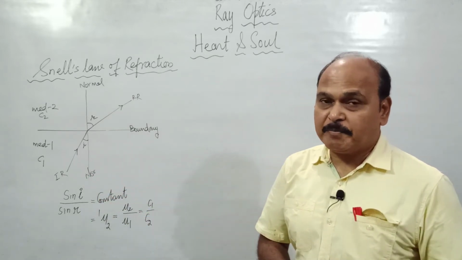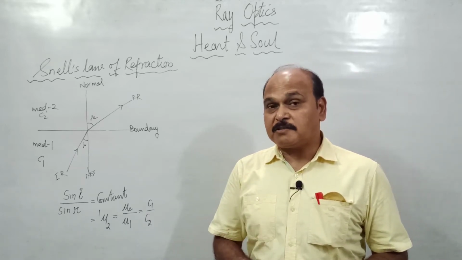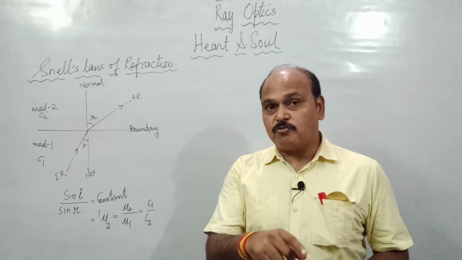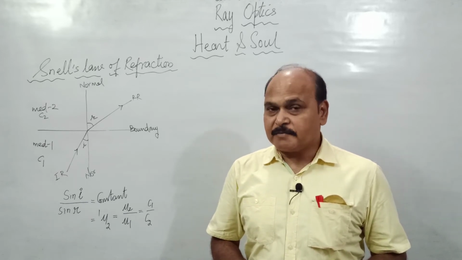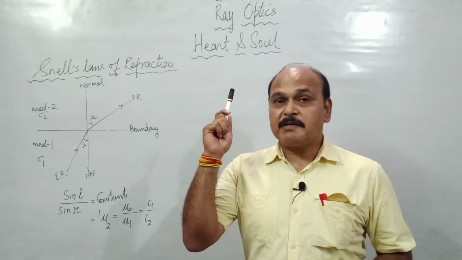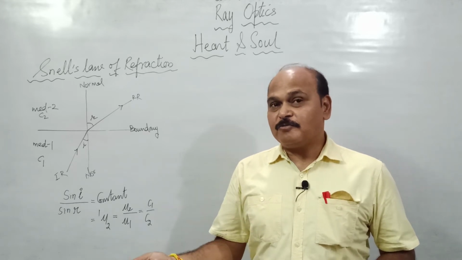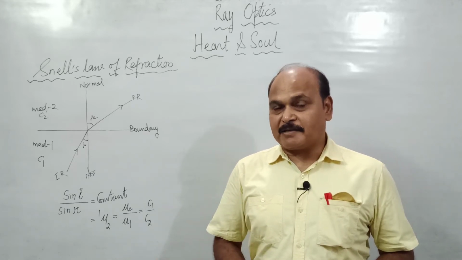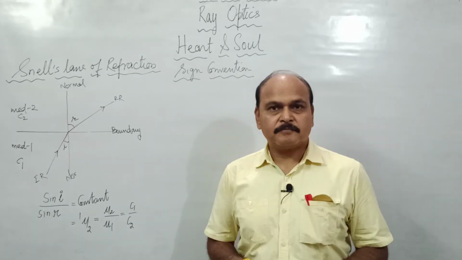Just one thing you have to remember, sin i upon sin r is a constant, and that constant is the refractive index of the medium of the refracted ray to the refractive index of the medium of the incident ray. And in terms of speed, it is the ratio of speed in medium number 1, that is the medium of the incident ray, to medium 2, that is the medium of the refracted ray. So, that was Snell's law of refraction.